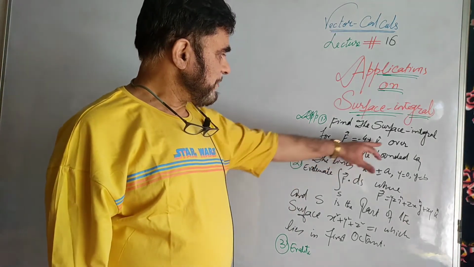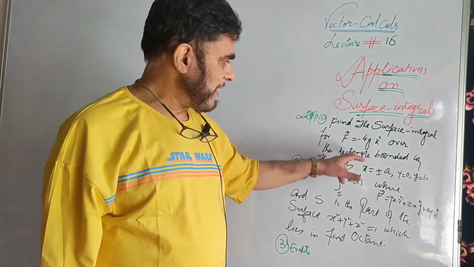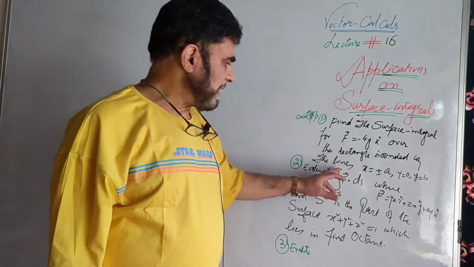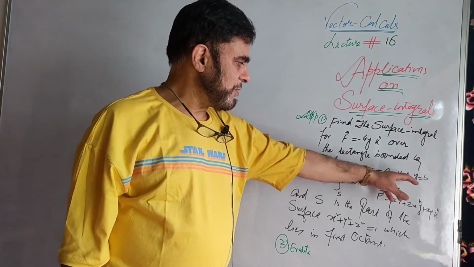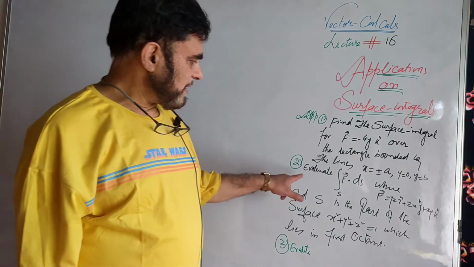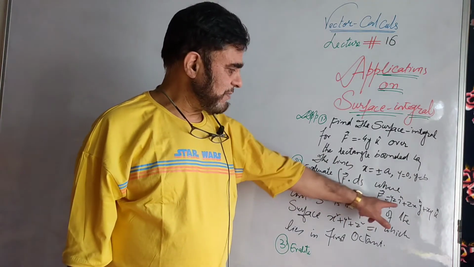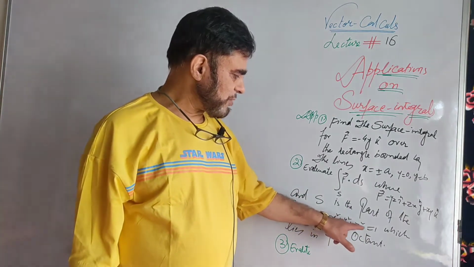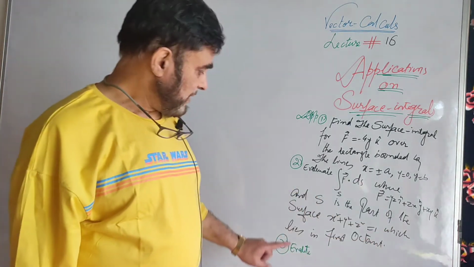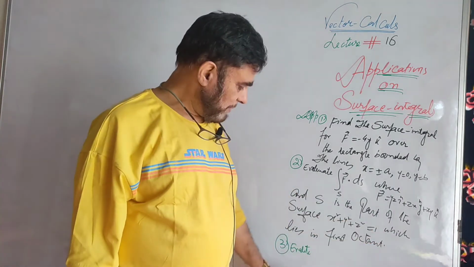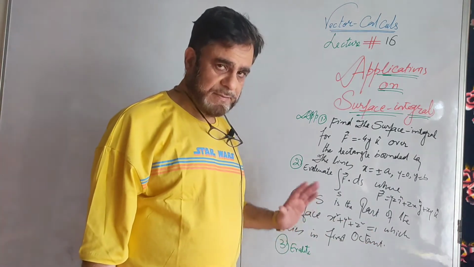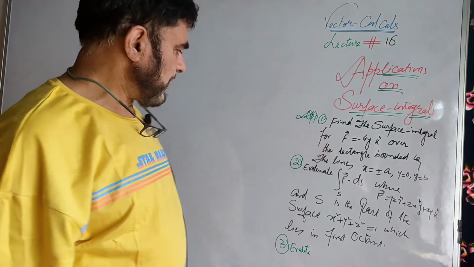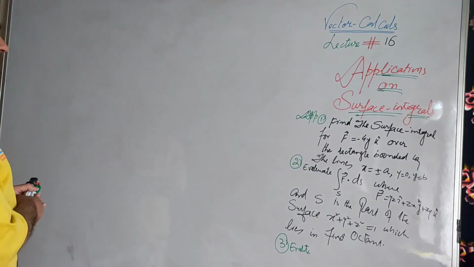We will do one or two, or more than two lectures on this application part. First: find the surface integral for the vector point function f equal to minus 4y k over the rectangle bounded by the lines x equal to plus minus a, y equal to 0, y equal to b. Second: evaluate the surface integral of f, where S is the part of the surface x square plus y square plus z square equal to 1 which lies in the first octant. We have some more applications that I will write later, because this part may not be visible for you.